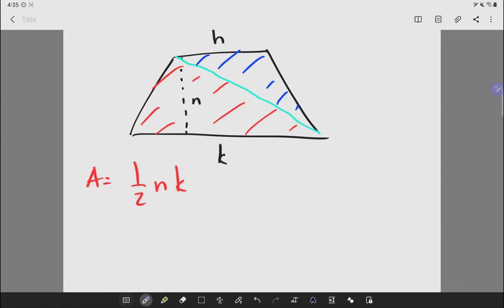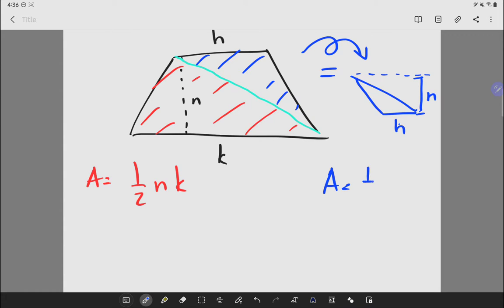Now, what about the blue bit? Let's flip this around. The blue bit should be the same as if I turned it around, it can look like this. Does that make sense? I've sort of flipped it around. The bottom bit would be H now, and up to there would be N. That height there would be N. So the area for the blue bit would be half NH. All right, so we're working out the area of two triangles.